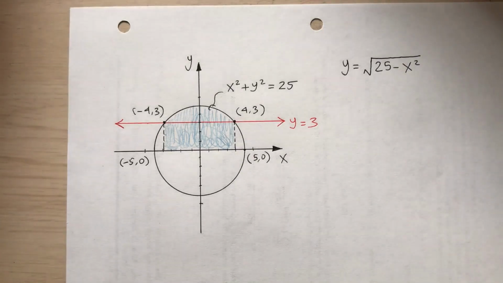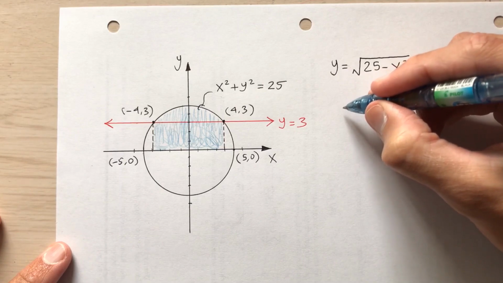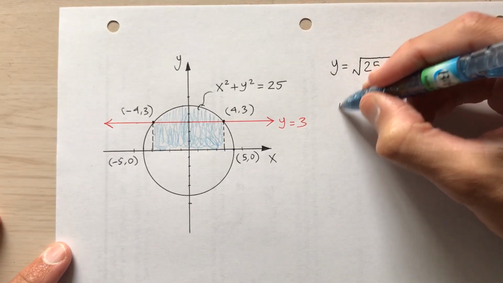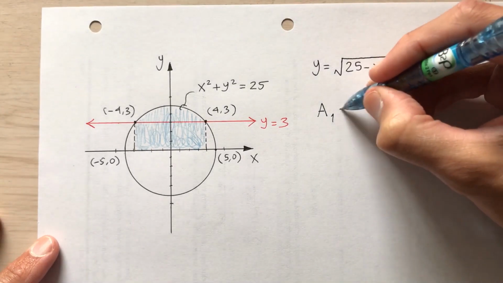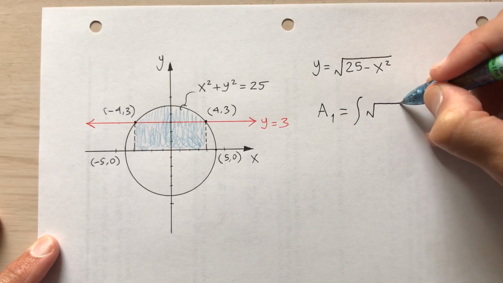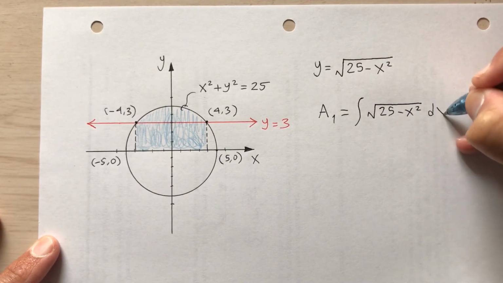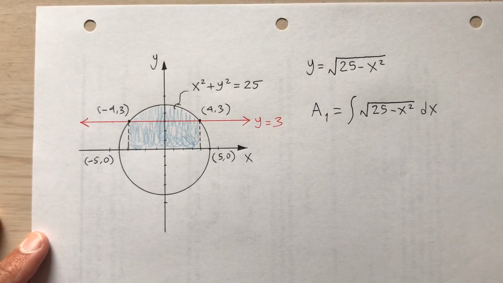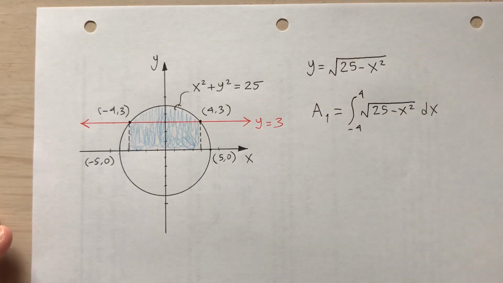Okay, so do you know how to do that using integration? Okay, so I set up an integral. I'll call that A sub 1. A sub 1 is the blue area you see there. So that'll be the integral of the square root of 25 minus x squared, integrating with respect to x, and I'm integrating between negative 4 and positive 4. Okay, how's that?